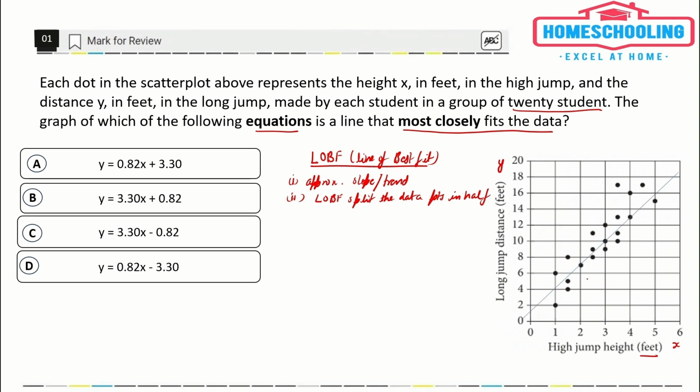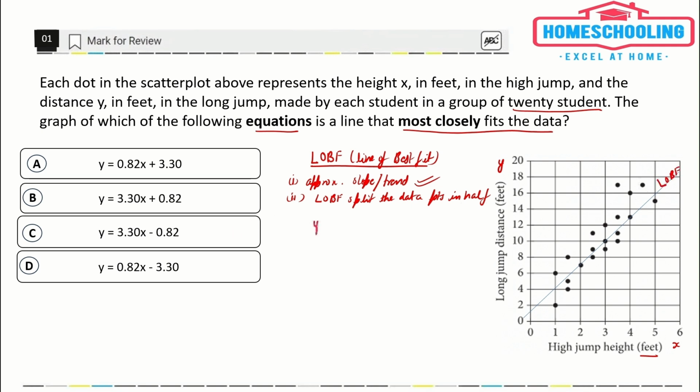So this is our line of best fit. As you can see, it satisfies the first condition because it approximates the slope or the trend. It is moving in an upward direction, and it should split the data in half. Above the line of best fit, let's count how many data points we have: 1, 2, 3, 4, 5, 6, 7, 8, 9, 10, and 10 we have below. So the line of best fit has split the data points in half.